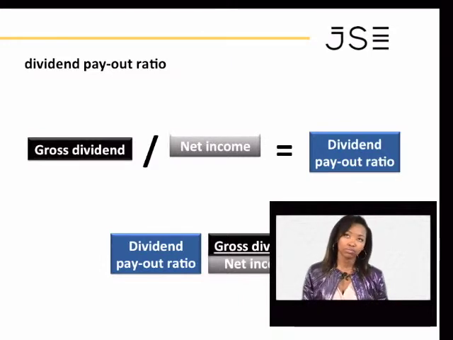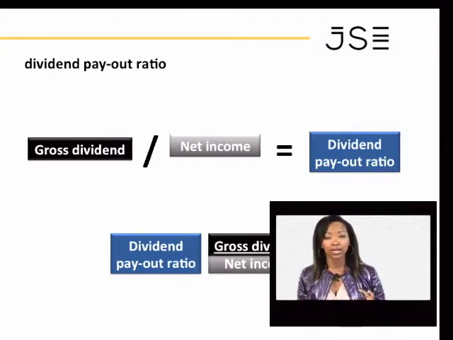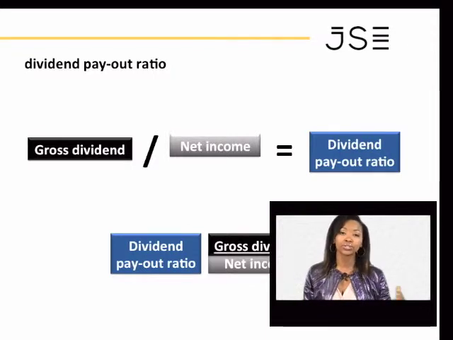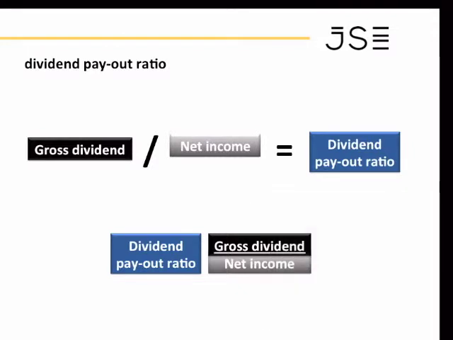And as an investor, investors tend to not look favorably on companies that reduce dividends over time, because if you look at this equation, if you reduce your dividend, then it means your dividend payout ratio is going to get smaller. So what investors would tend to look for is a company with an increasing dividend payout ratio.